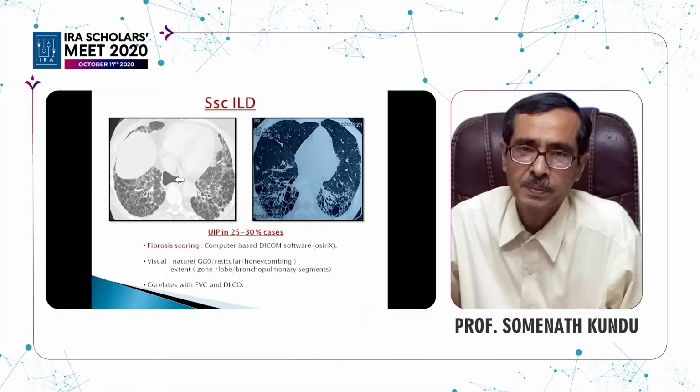The importance of fibrosis scoring is that it gives you an idea about the prognosis of the patient. It correlates with the functional aspects, namely the vital capacity, the FVC, and the DLCO.